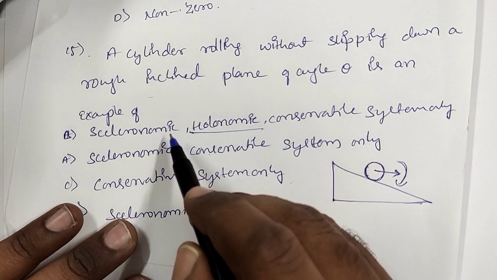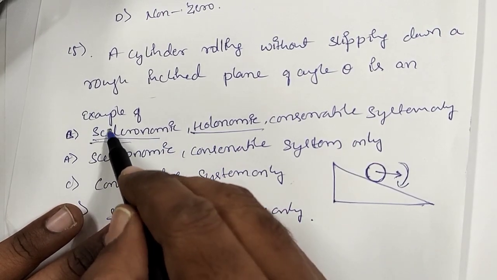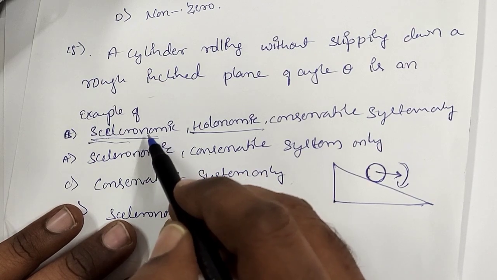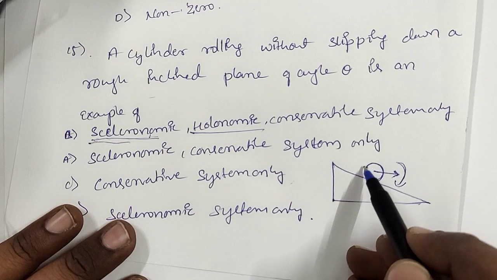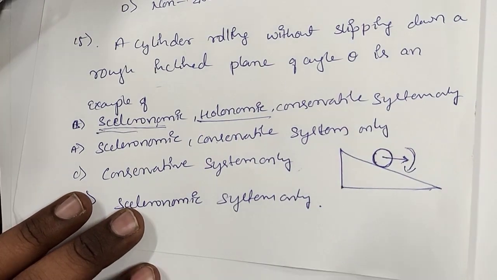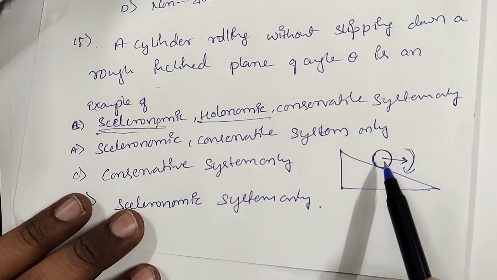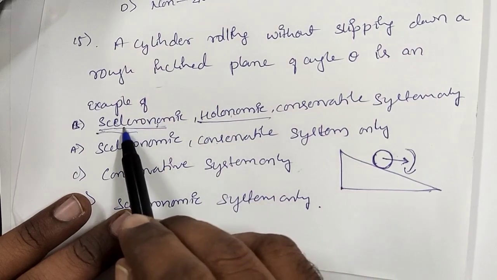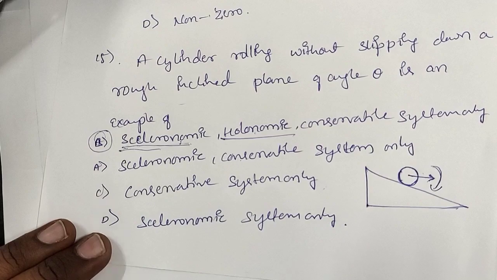And scleronomic means the constraint is independent of time, and this is also independent of time. So the total energy of these rolling bodies does not depend on time. Therefore it is holonomic as well as scleronomic. So option B is correct.